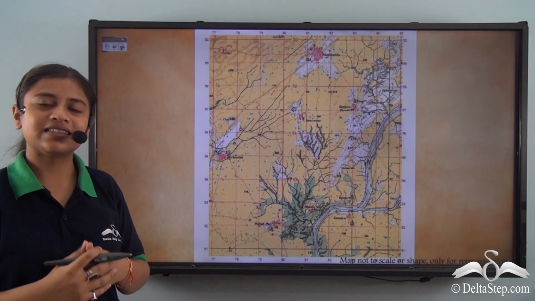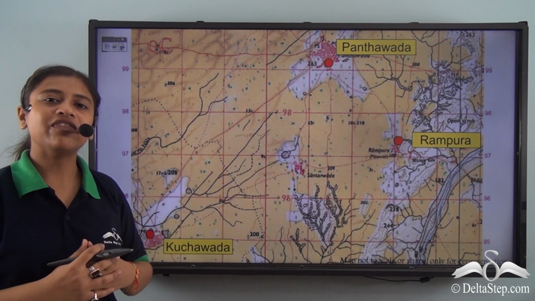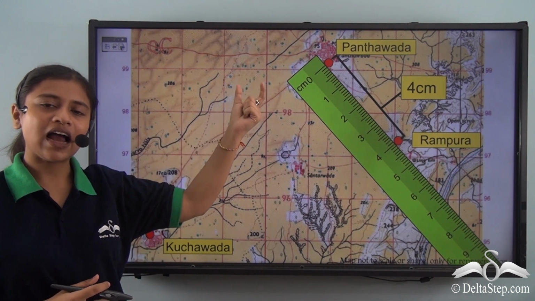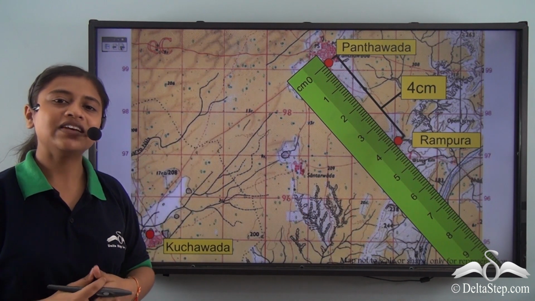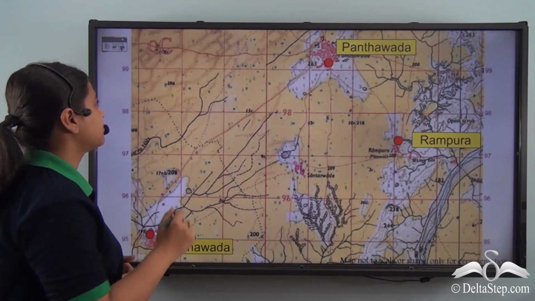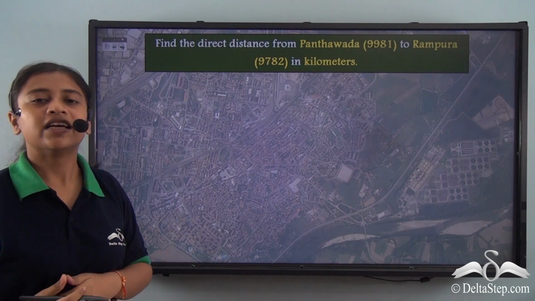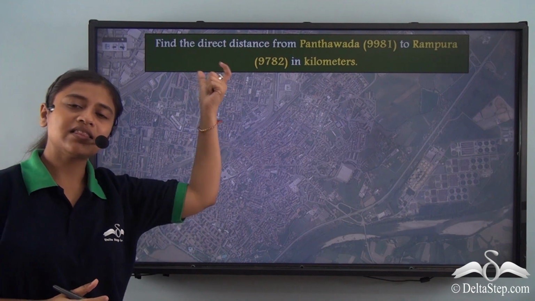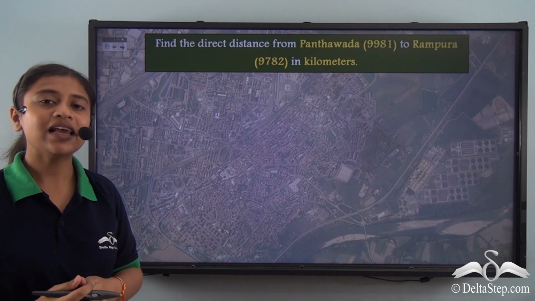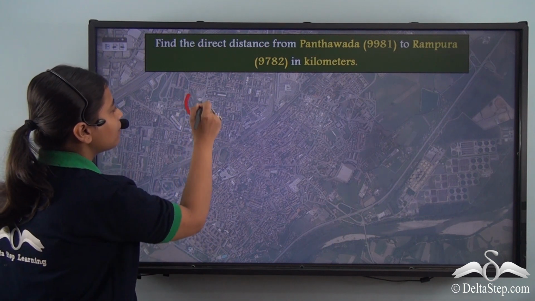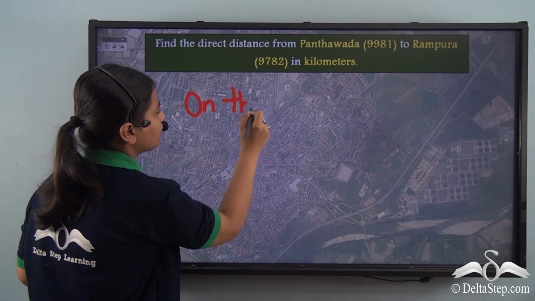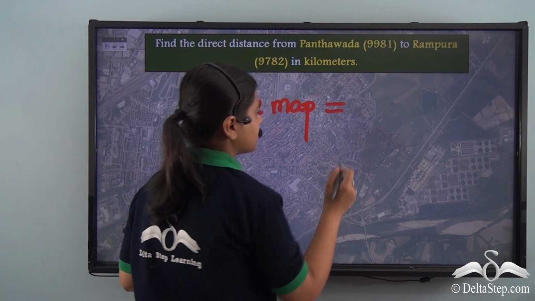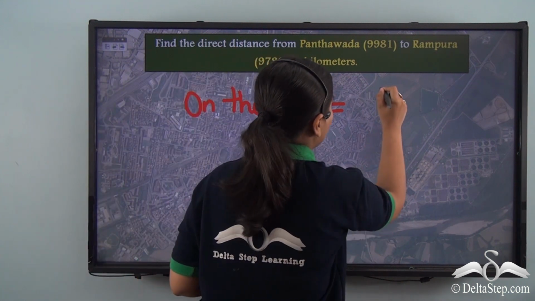So to find the direct distance between Panthavada and Rampura, we place a scale. We place the 0 mark of the scale at Panthavada and then we align it with Rampura. We see that the measurement is 4 centimeter. So now what will be the direct distance between Rampura and Panthavada on the actual ground? Well, let's calculate. On the map, the direct distance with the help of a scale was 4 centimeter.